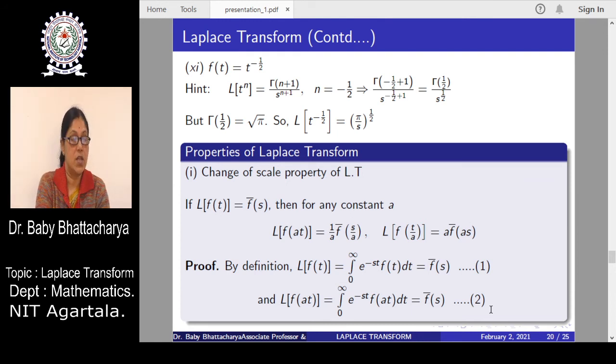By definition, the Laplace transformation of f(t) is integration 0 to infinity e to the power minus st f(t) dt, which we are denoting by f bar s. So this is our relation 1. And by definition, Laplace transformation of f of at is equal to integration 0 to infinity e to the power minus st f of the function at dt, and we denote this one as f bar of as.